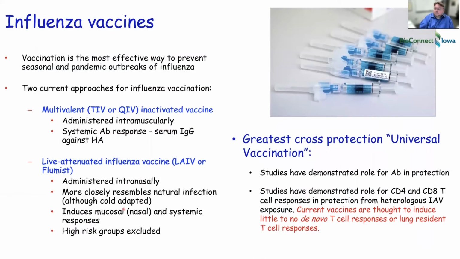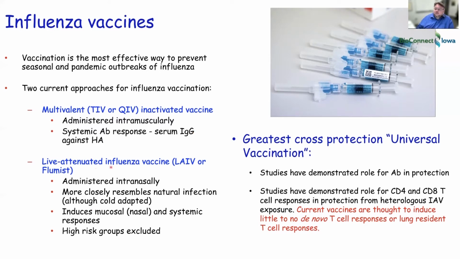Our currently available vaccines are largely the flu shot, if you will. That's a trivalent or quadrivalent inactivated vaccine. What's quantified is the amount of HA in that vaccine, and it really drives a serum IgG response with little to no de novo T cell immune response, and really no immune response in the local lungs or the nasal passages because it's given intramuscularly.